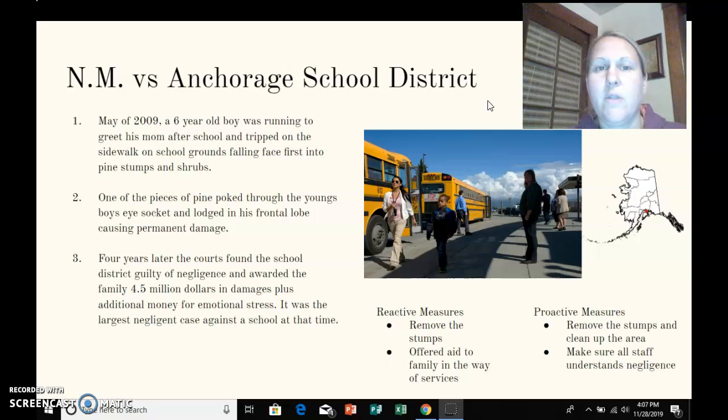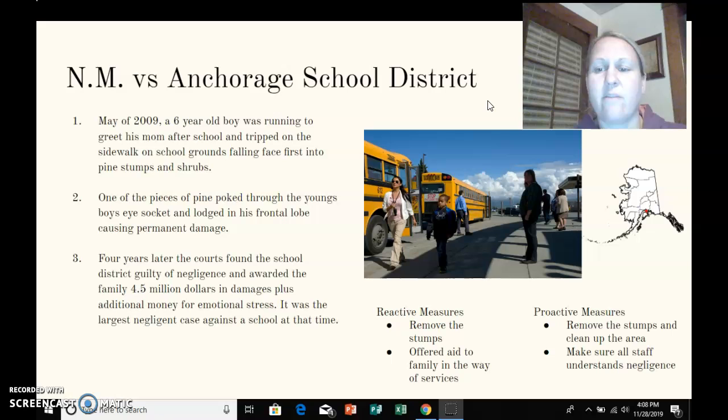When it comes to this case, I think the first reactive measure at my school would be to remove the stumps. Honestly, would you cut them down that small and not just follow through and take them all the way out if you didn't want them there? I think it's also important to offer aid to the family in the way of services so that young boy still gets the education that he deserves.